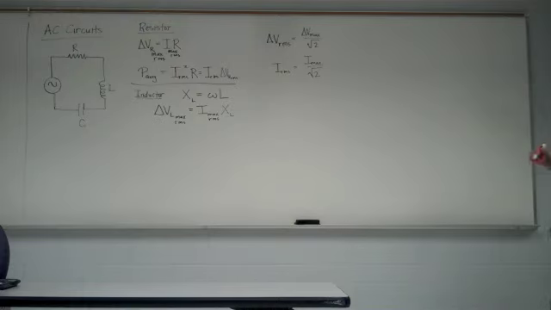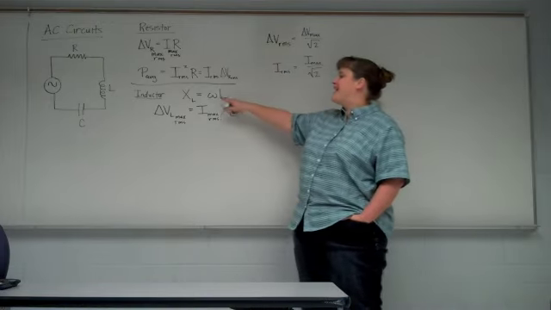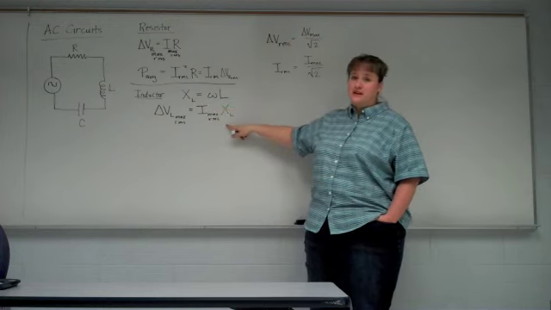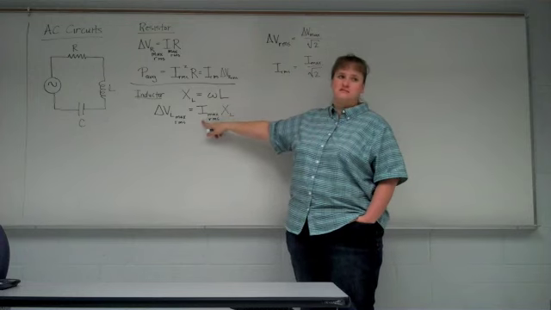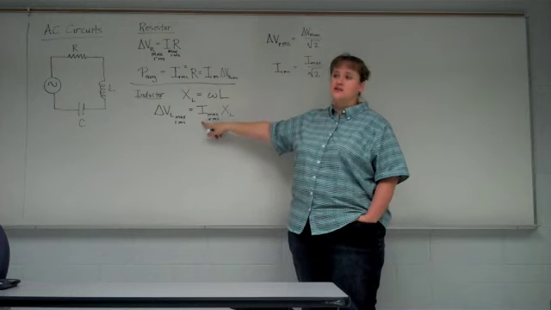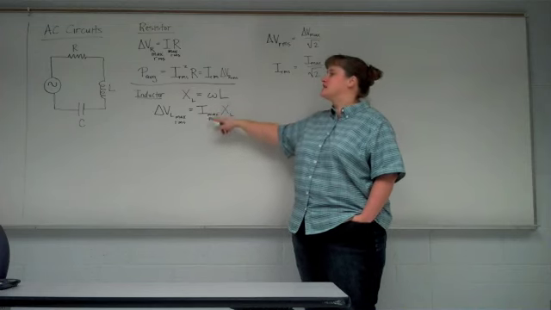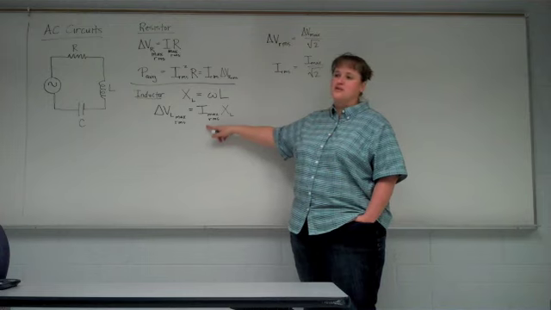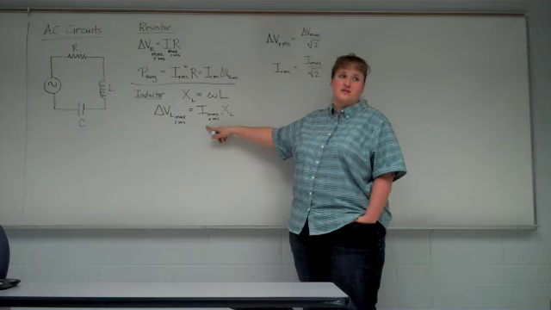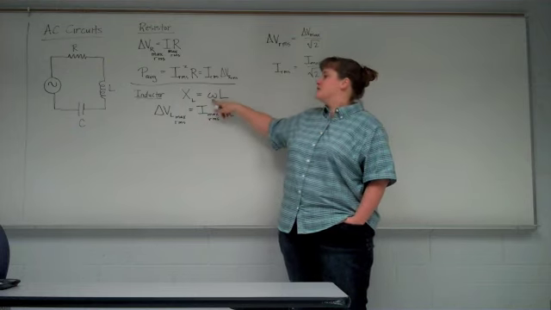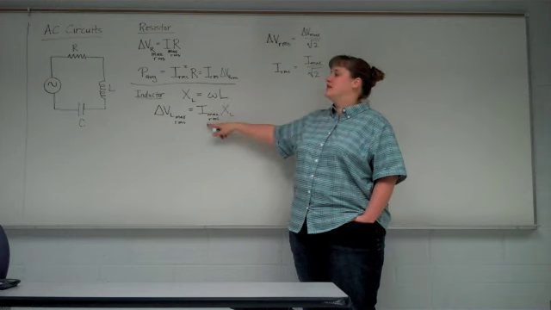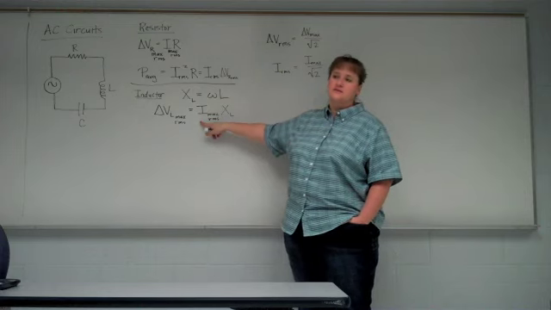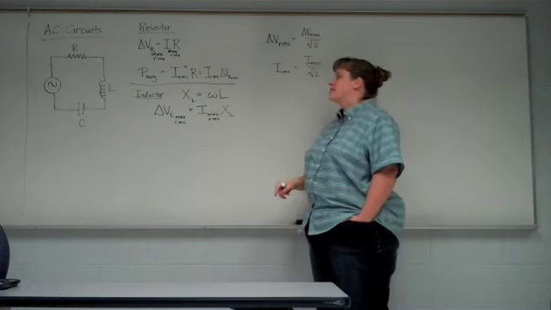So the inductor, if the frequency is high, if omega is really, really big, X_L gets really, really big, and it basically slows the current, decreases current. At a really high frequency, an inductor in an AC circuit acts as if it's an open circuit. It pretty much stops current from flowing. If frequency is low, then the inductive reactance is small and you get current flowing through. So it acts more like a short.